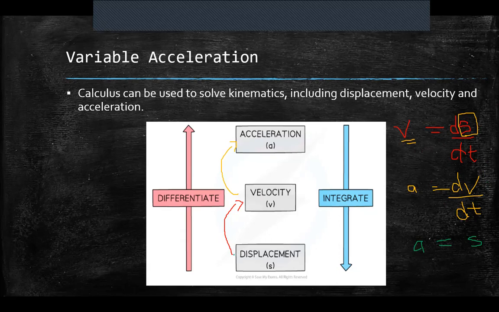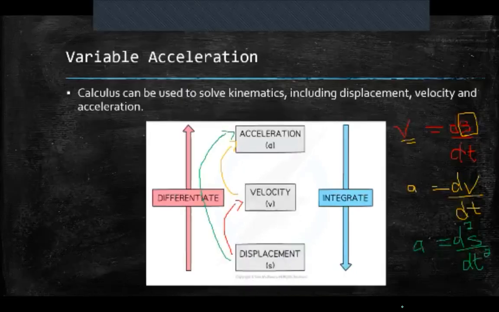Why would you go, so you see this red arrow, why would you jump from here to here, having to find this value, then go from here to here? I mean, it's still correct, but yeah. I can just say the relationship between s, displacement, and a, acceleration, so this jump, is the second derivative. So d2s on dt squared. Do you understand that?